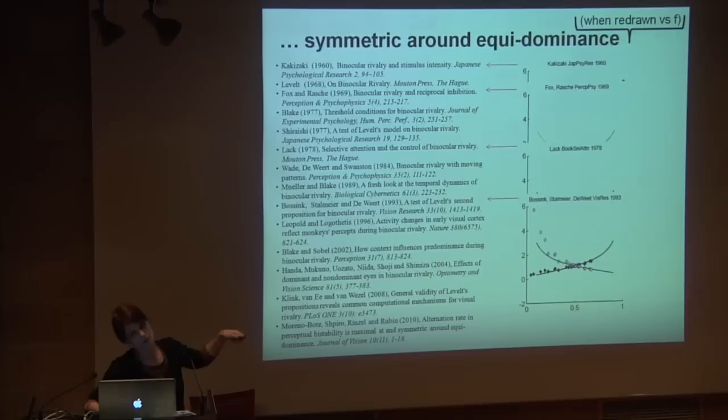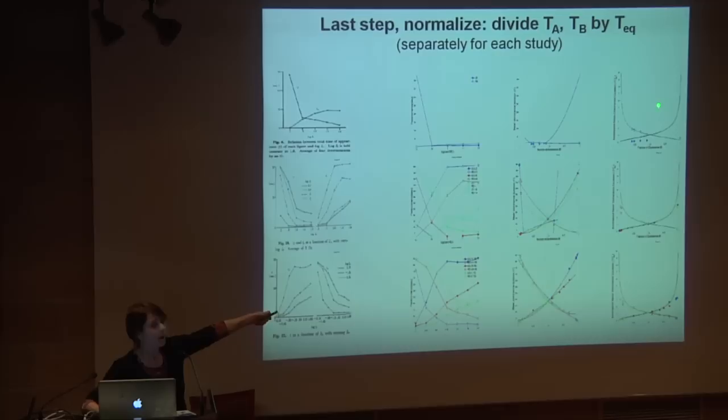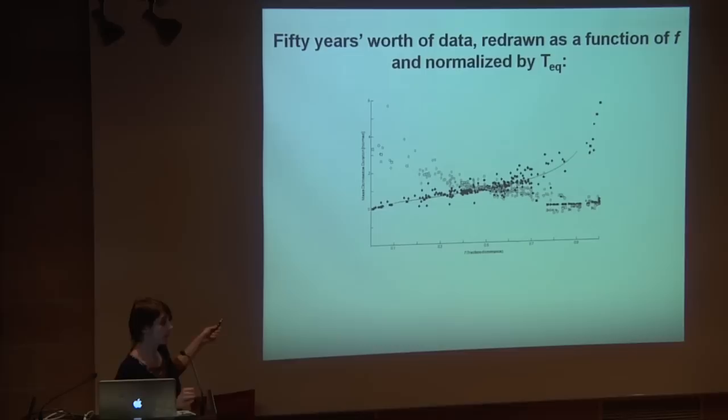The last thing we can do is normalize by the value of the mean durations at the equidominance, okay? So that now gives me these curves in a dimensionless way, if you will. And what that means is that now I can superimpose all these studies on top of each other. And that's what I get when I do that. So they all cluster along one cloud for TA and one cloud for TB, okay?